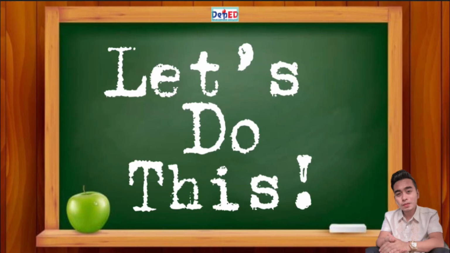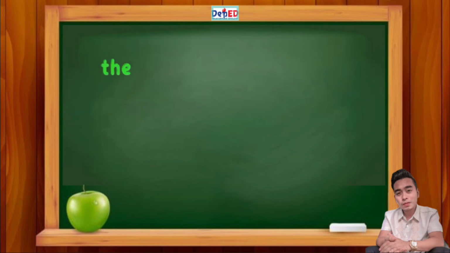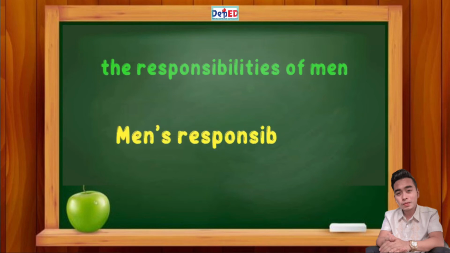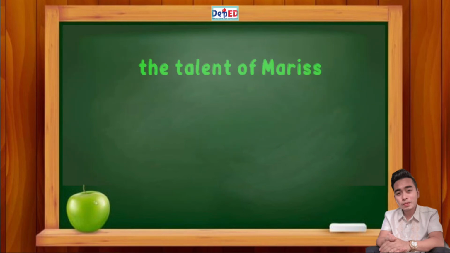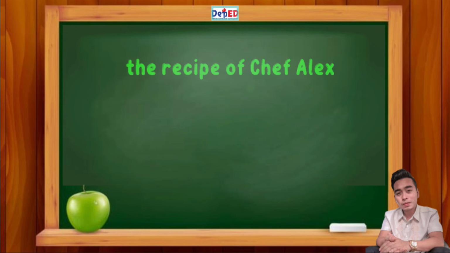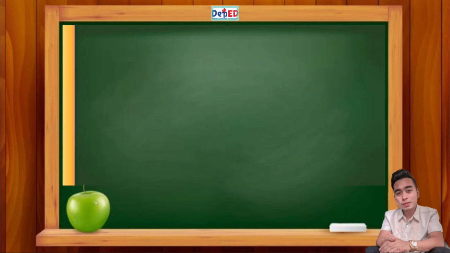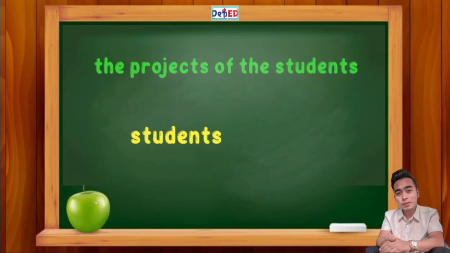Let's do this. Write the possessive form of each of the following phrases. The responsibilities of men. Men's responsibilities. The talent of Maurice. Maurice's talent. The recipe of Chef Alex. Chef Alex's recipe. The shoes of Jane. Jane's shoes. The projects of the students. Students' projects.